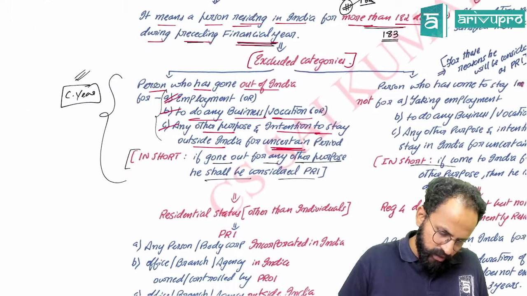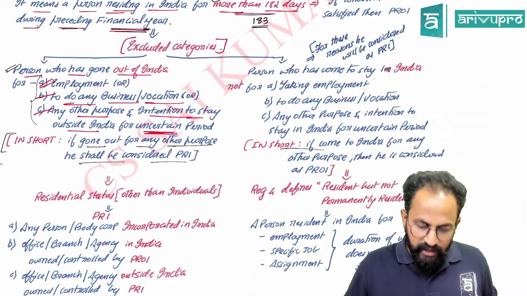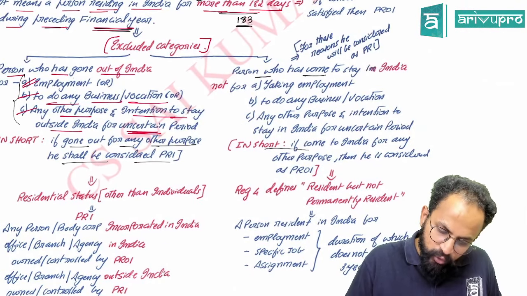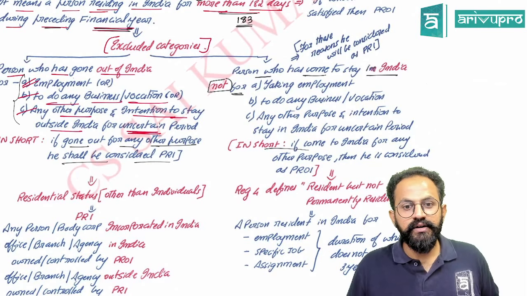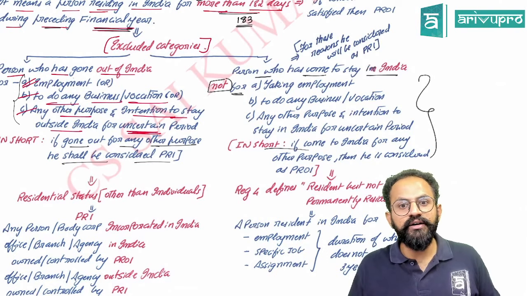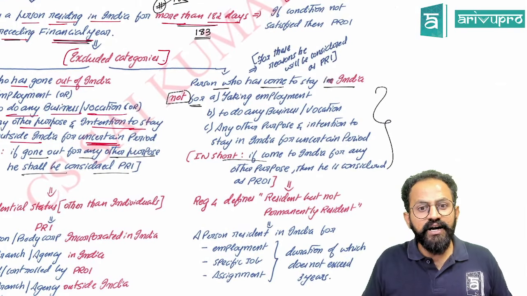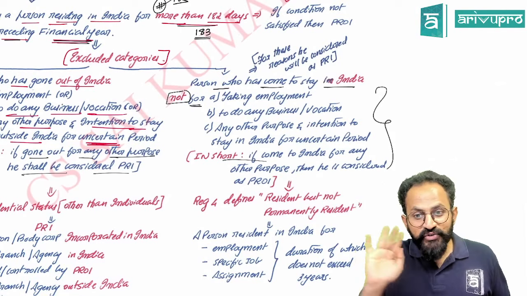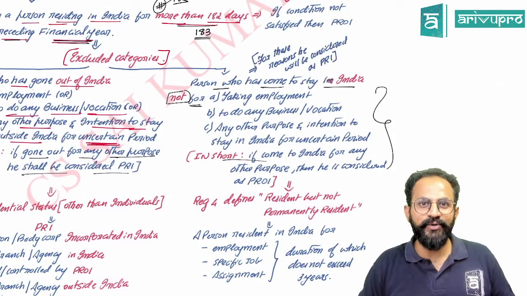The first one: a person who has gone out of India for these purposes is excluded from PRI. Now they are saying a person who has come to stay in India, not for these things, is excluded. If it is for these things, it is included. Are you getting the framing? If it is not for these reasons, that person is excluded. If he has come for these reasons, he is included.